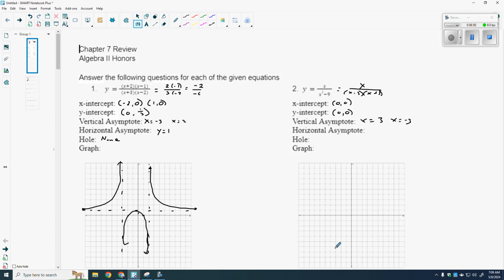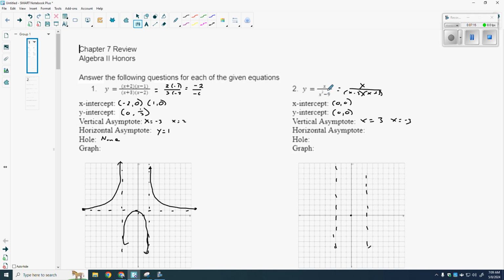Trying to draw a straight line here. Whoa, that's not straight. I don't know why drawing straight lines is hard for me with this Wacom tablet. All right, so here's my 2 vertical asymptotes. I'm going to go ahead and graph the xy intercept. Looks like that guy right there.